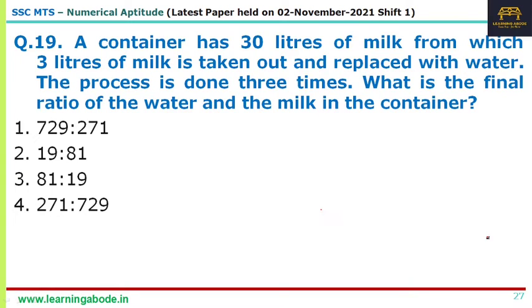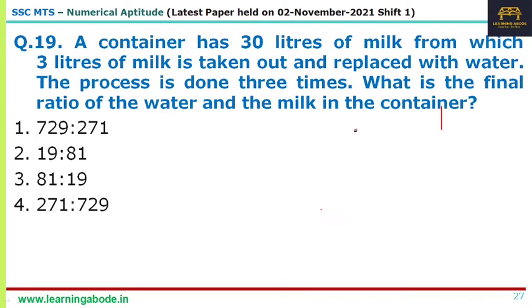So what is happening here? When you're replacing it with water, the concentration of milk is coming down and the concentration of water is increasing. Now I said formula, right? The formula is a popular one, the compound interest formula, but with a twist. What is the twist? You have to put a minus symbol inside.